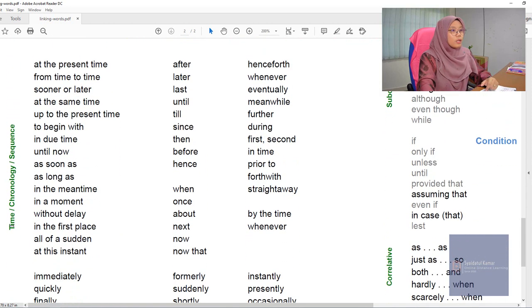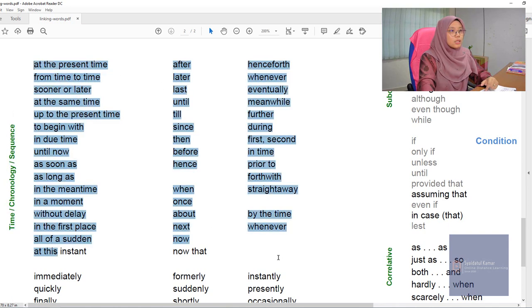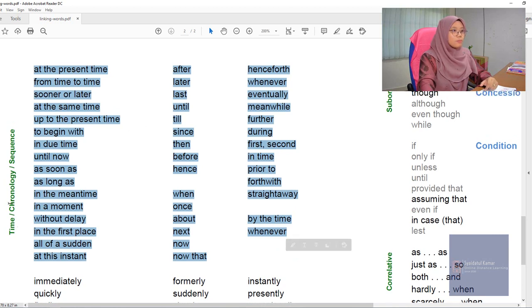Okay, moving on. Next, when you're talking about time, chronology, or sequence, these are the words that you can use to describe time, chronology, and sequence.